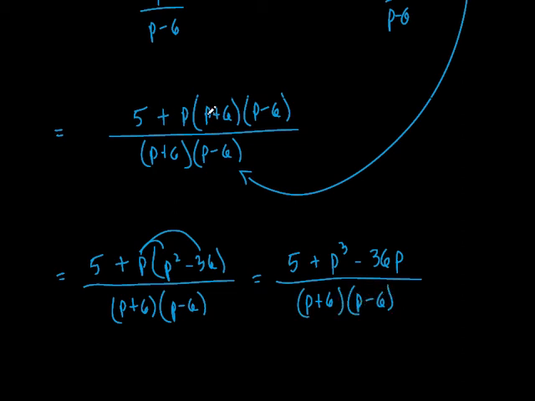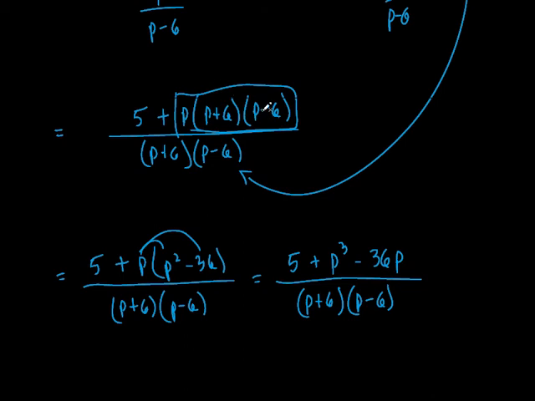Nothing's going to cancel anyway, right? Because all this stuff was being added to the 5, so nothing will cancel. Like this p minus 6 will not cancel with this p minus 6 right here. Because if you look at this whole thing right here, this whole product is part of a sum, isn't it? This is all being added to something else. So this p minus 6 will not cancel with this p minus 6. This p plus 6 will not cancel with this p plus 6. Why? Because the whole thing is part of an addition problem.